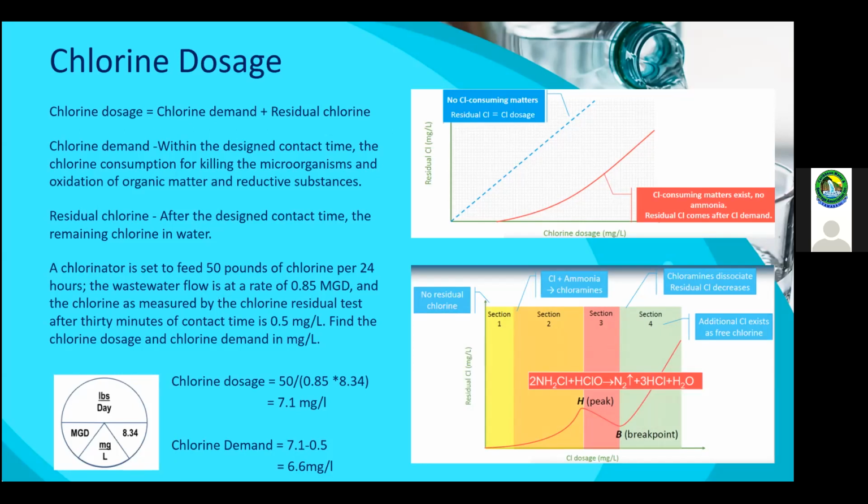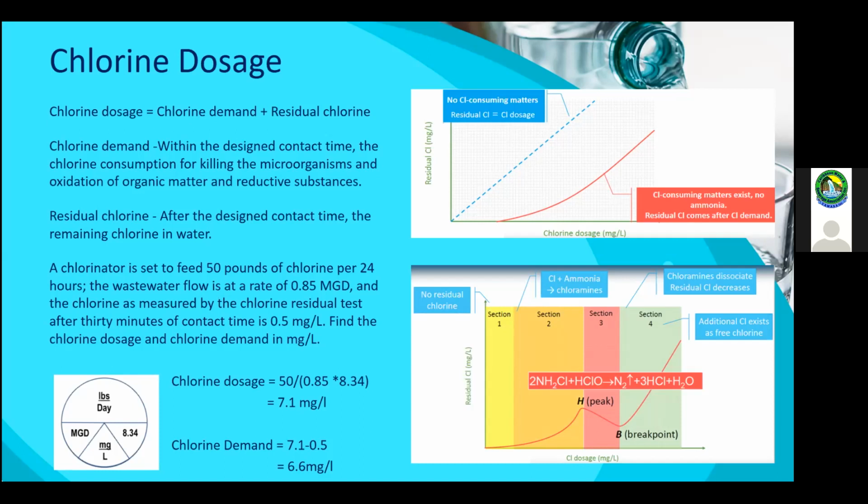So if we need to find this dosage, we want to find this milligram per liter. So that will become the top, which is your 50 pounds per day that we are dosing, divided by our flow, which is the MGD, the 0.85, multiplied by our density, which is the 8.34. And we will get a chlorine dosage here of 7.1 milligrams per liter.